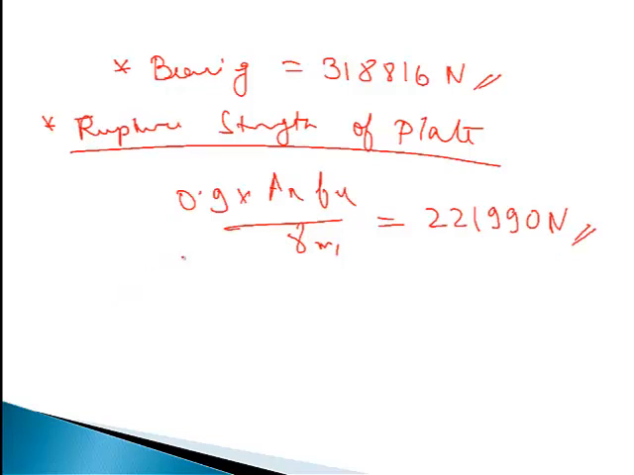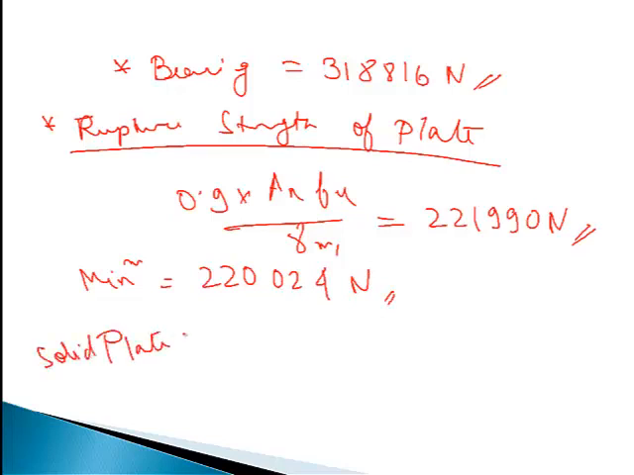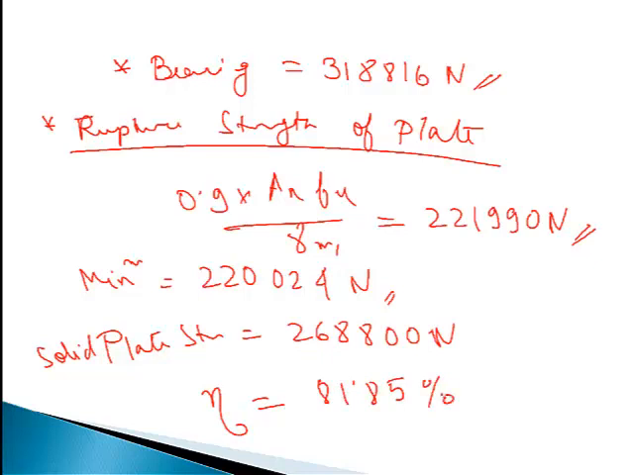So the minimum of the three will be 220024 newton, which is the shearing strength. Strength of solid plate is given as 268800 newton. If you can find out the formula, efficiency will get around 81.85%. Please do this yourself, and if you can find, just tell me in the comment section. Okay, so that's it.